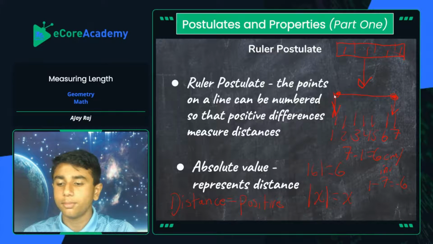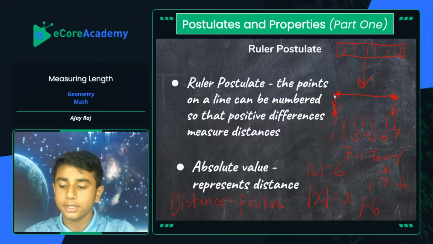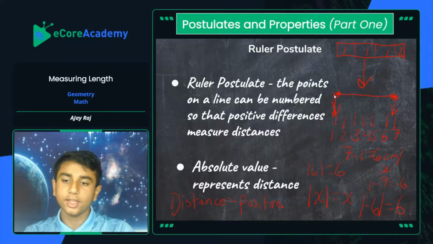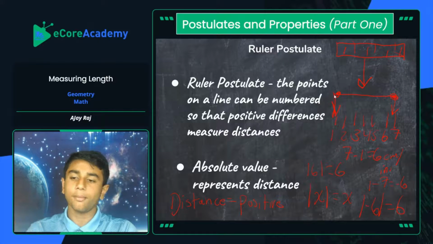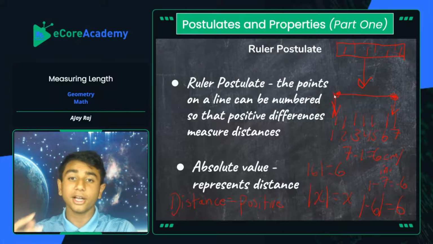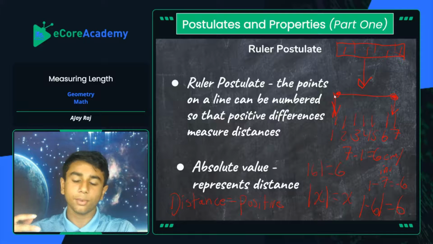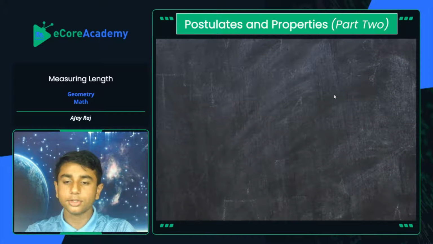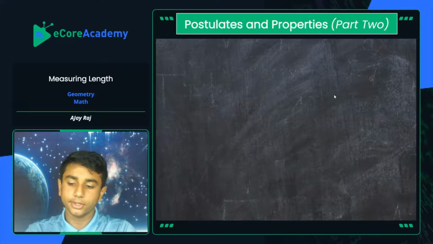Going back to this, if you subtract 1 minus 7 and that equals negative 6, you would always take the absolute value of negative 6 to get that the distance is 6 in whatever units you're representing it in. All right, let's move on to the second postulate. We will have 2 more after this one, so we have 2 more postulates and properties to go.